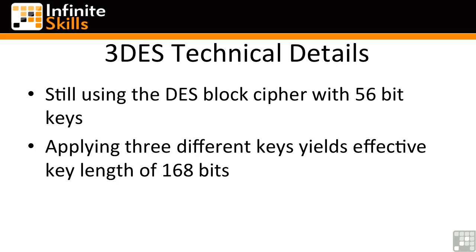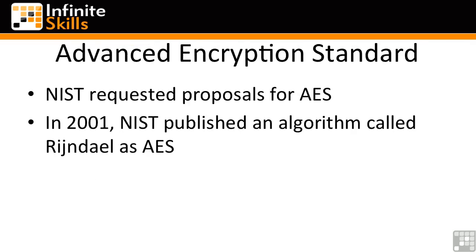Triple DES was really just a stopgap measure, however. We knew that it was broken, and if you could decrypt a DES message, it probably wouldn't be all that long before you could decrypt triple DES messages as well. As a result, NIST requested proposals for an Advanced Encryption Standard. That was in 1999, and in 2001, NIST published an algorithm called Rijndael as AES.